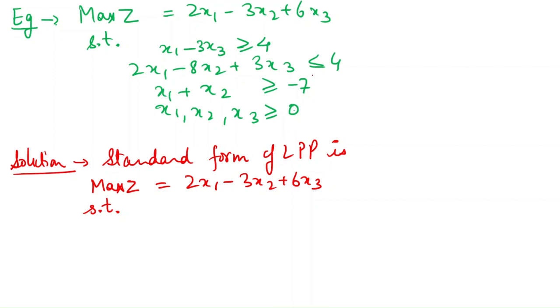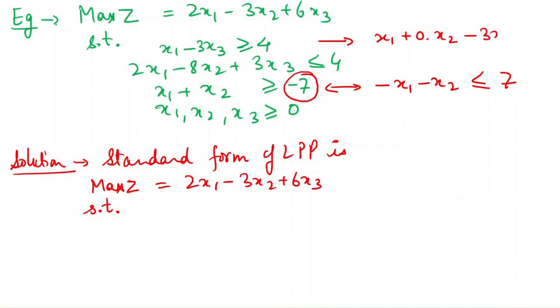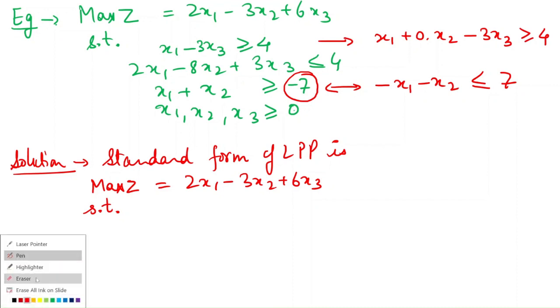Here you will see that one of the bi's is minus 7. So what we can do, by multiplying the whole equation by minus, we can rewrite this as less than equal to 7. So now we can convert it into the standard form. So you will notice here this is x1 plus 0 times x2 minus 3x3 is greater than equal to 4. Let me just write it in a proper manner.